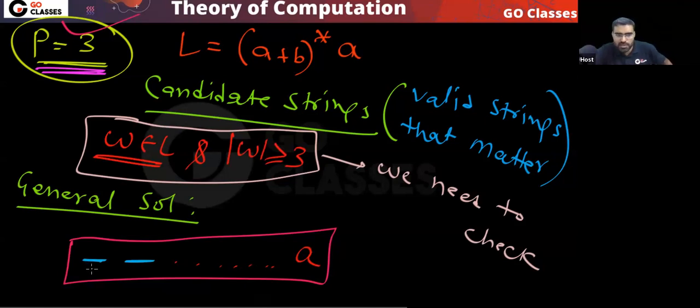There will be a first symbol, there will be a second symbol, and there will be a last symbol. Here you can have anything. This can be empty also. This is how your string will look like.